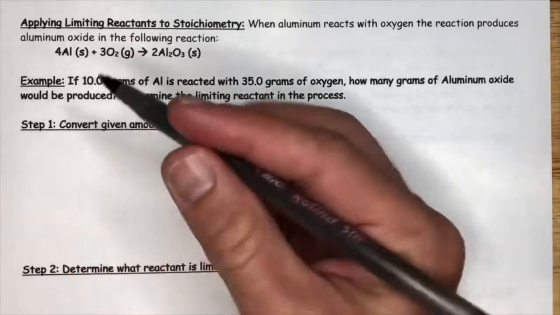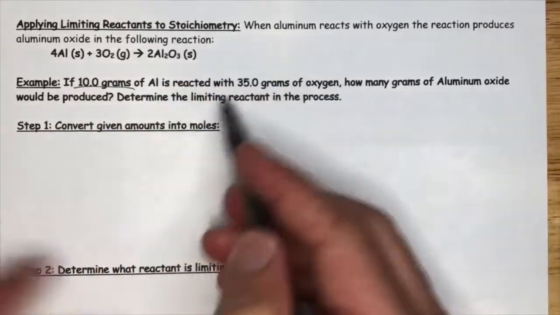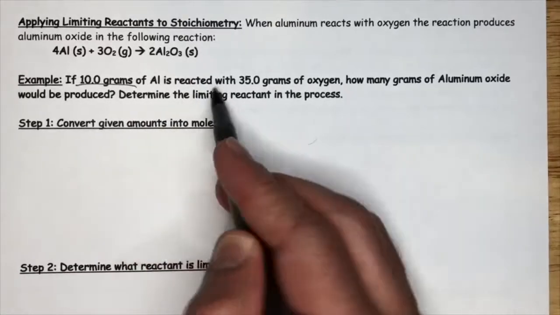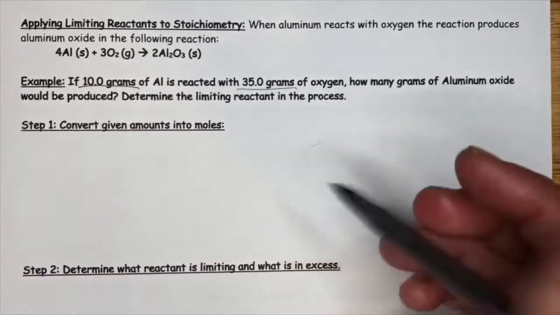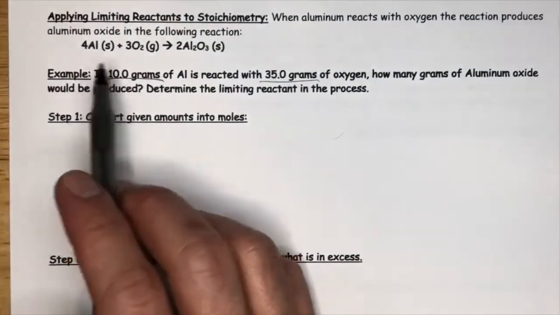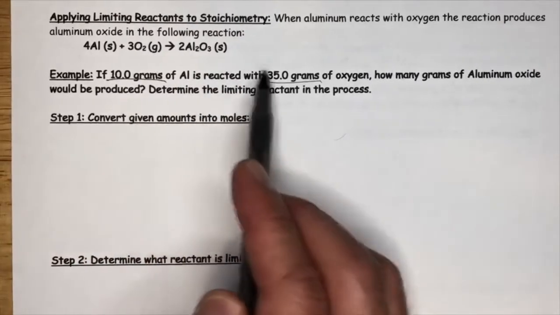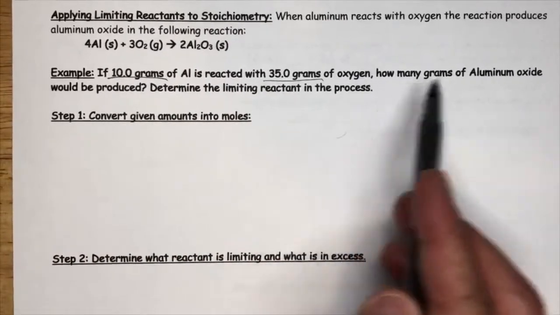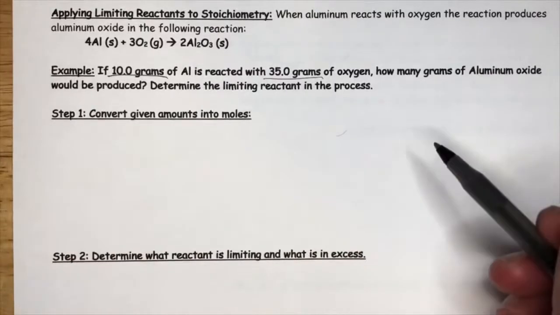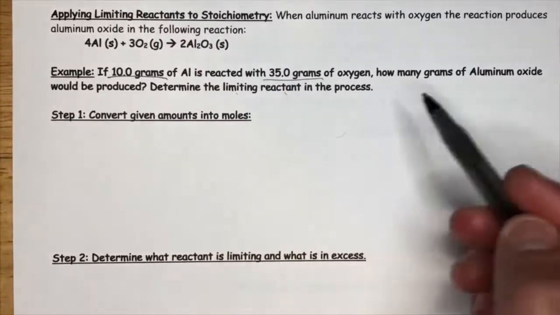If 10 grams of Al, let's underline that, 10 grams. If 10 grams of Al is reacted with 35 grams of oxygen, how many grams of aluminum oxide would be produced? Determine the limiting reactant in the process.